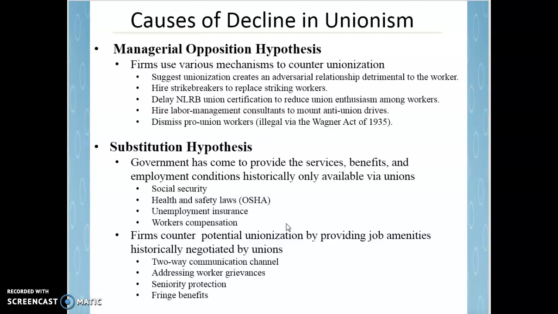The other thing is that firms counter potential unionization by providing job amenities on their own. So the government's doing a lot, but firms, in recognition that unions could pose a problem for them, try to prevent them. And they do things like providing a two-way communication channel, right? A human resources department, for example, is just a way to give employees redress for any concerns they have within the firm. And that's something unions typically would provide, right? If you had a problem with the business, you could go to the union and they would provide you some sort of redress. Well, now the firm does that themselves. Addressing workers' grievances, kind of similar to that within the firm.